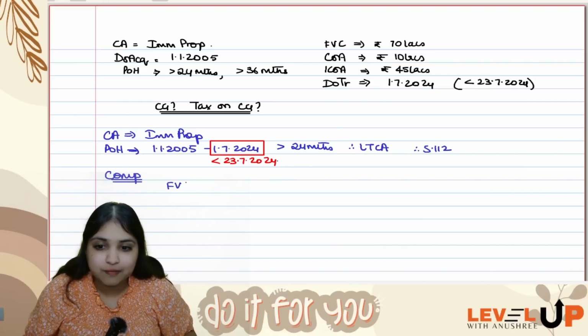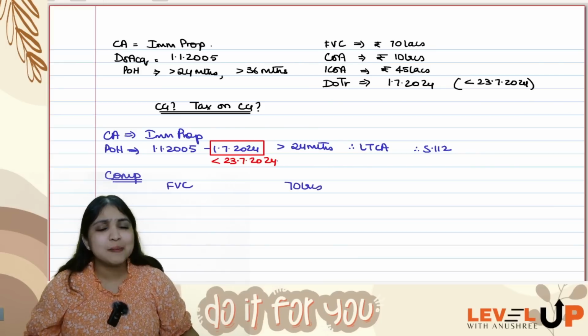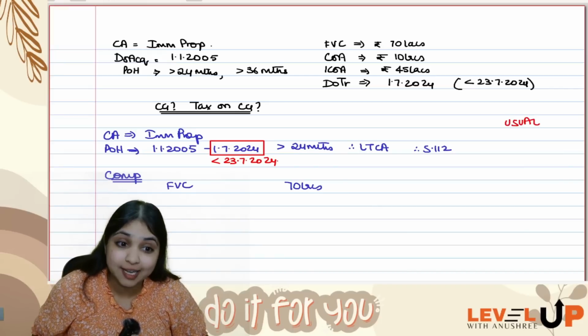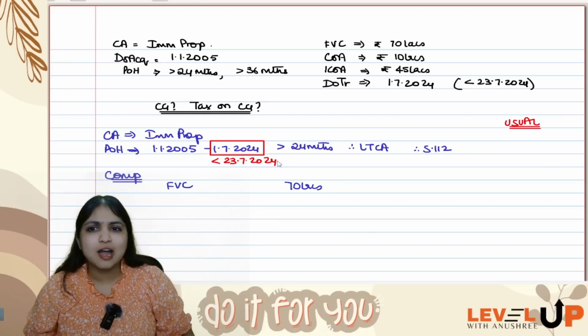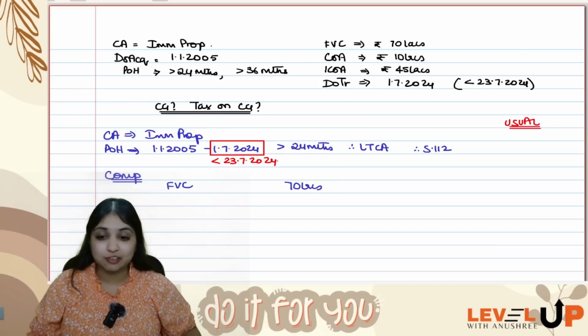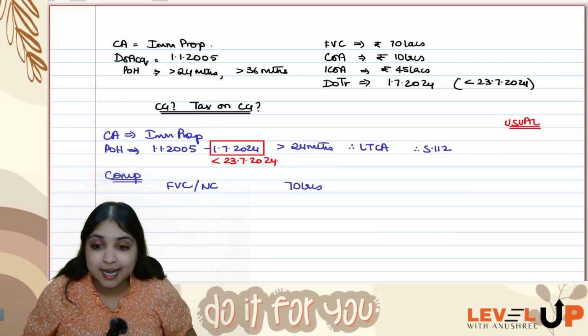So what is the full value consideration? It is given to us over here, 70 lakhs. I am going to do the usual computation, what I know already, because the date of transfer is before 23rd July 24. Same way I would normally calculate, I will calculate even over here. No expenses on transfer. This itself becomes the net consideration.